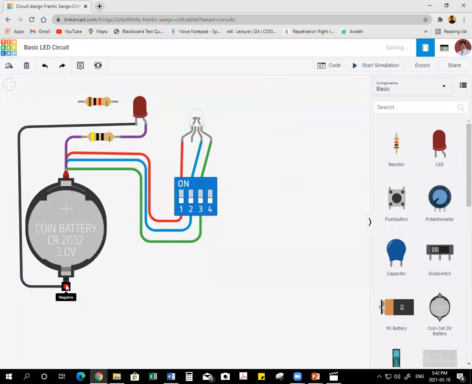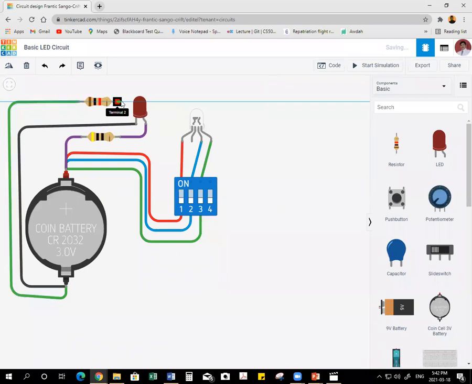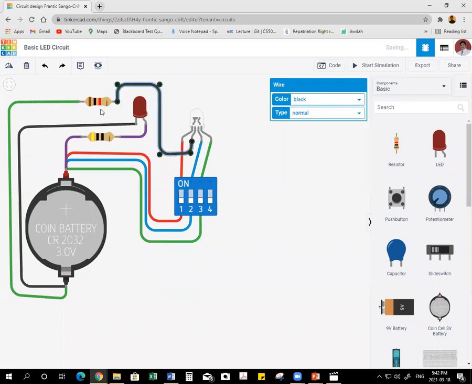Now take from here, take it here. Now connect it here. Now this, take it here. Now here to here. Now take the black. Now see here, black. Now let us start the simulation.